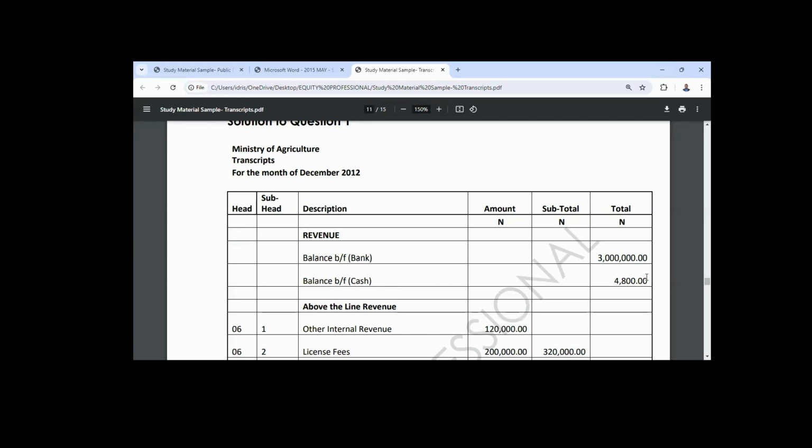In our transcript, we will first of all treat revenue. Under our heading, we will write revenue. All the revenue items will be treated first, before we come to the expenditure items. Under our revenue, the balance forward is part of our revenue because it is a debit balance.